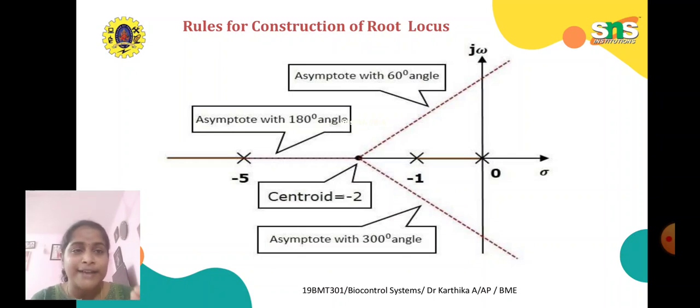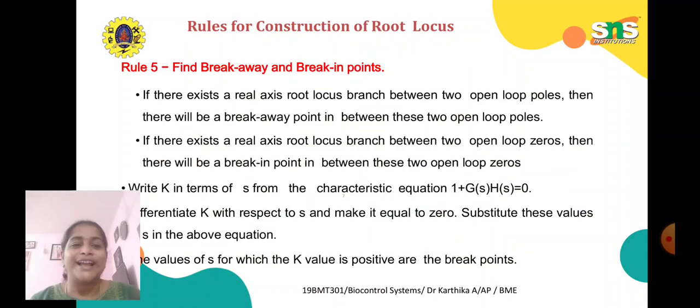We have an asymptote with a 60-degree angle on the upper side. On the lower side we have an asymptote with a 300-degree angle, and the 180-degree one is called the asymptote with a 180-degree angle. With the help of the formulas for centroid and asymptote angle calculation, we can draw these angles, and we can draw the root locus for our particular system.